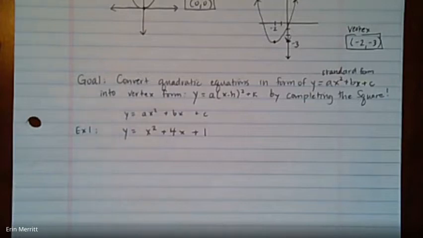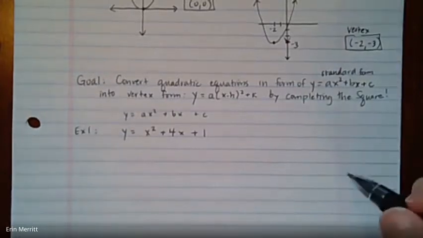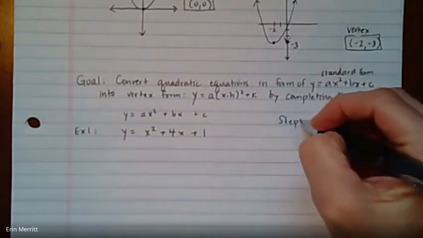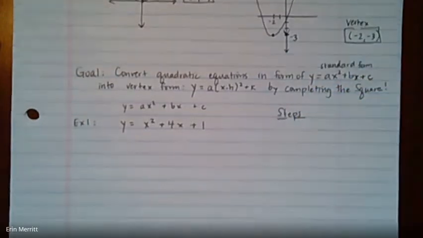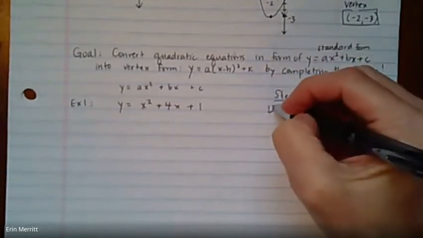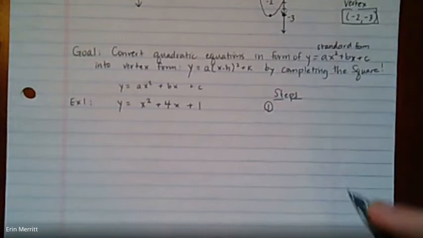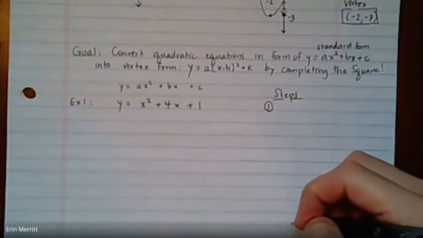What we are going to do to complete the square and change it into this format is follow the steps that we'll write alongside as we go. So step number 1 is that we want to move the constant to the other side to get the x's alone.